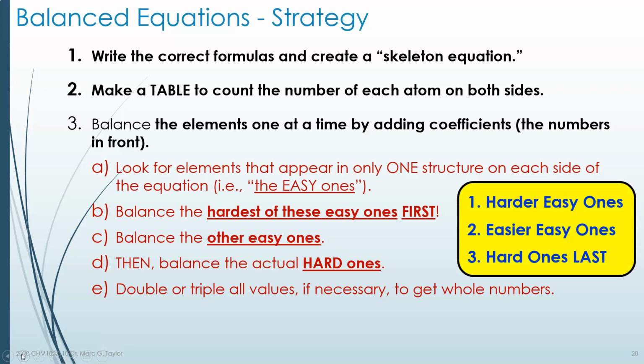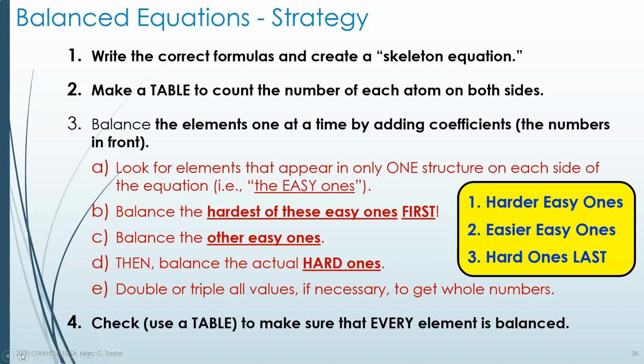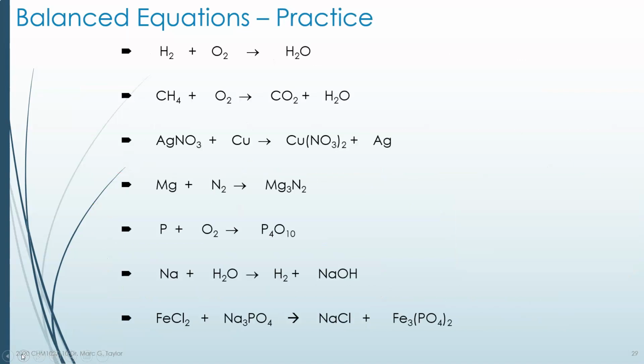So here's the review. You're going to do the harder, easy ones first, the easier, easy ones second, and then the true hard ones last. And then when you're done, make your table again and check to make sure that every element in there, every atom, is balanced, if there's the same number on the left as on the right. So let's look at some examples. Here we have a number of examples of unbalanced chemical reactions, and let's go through them.